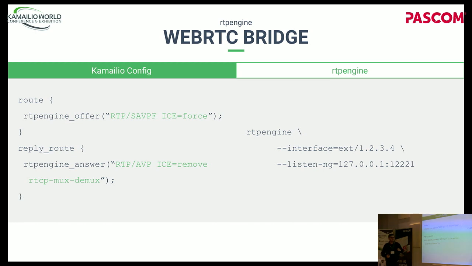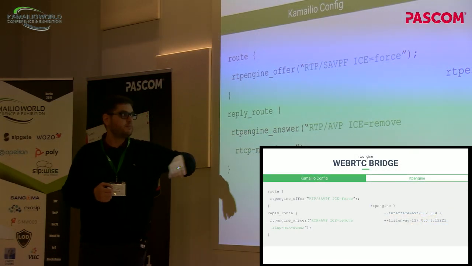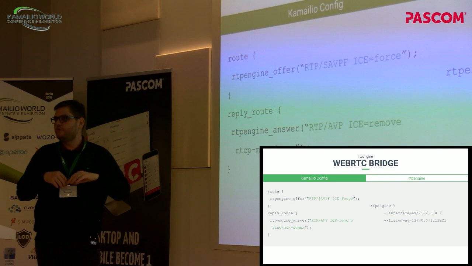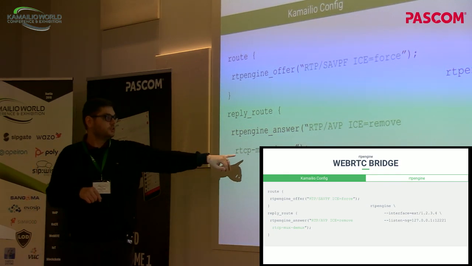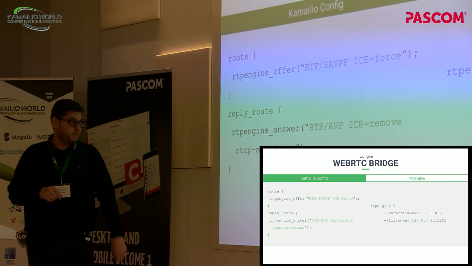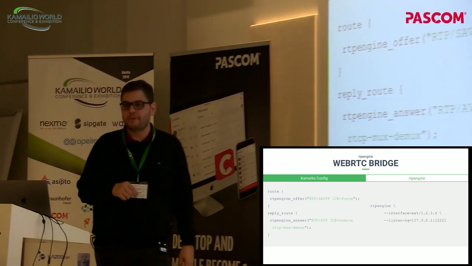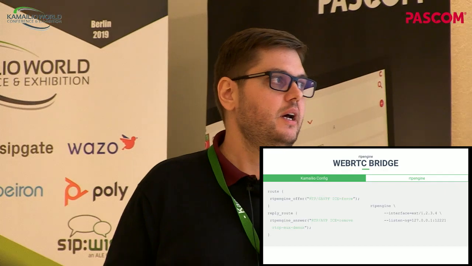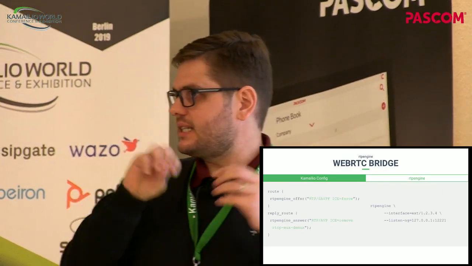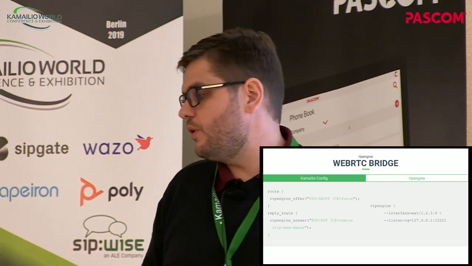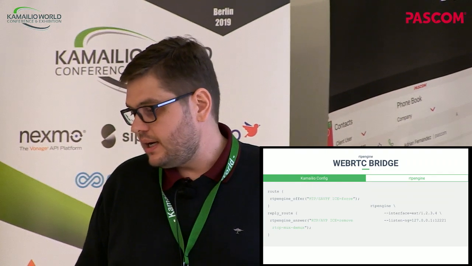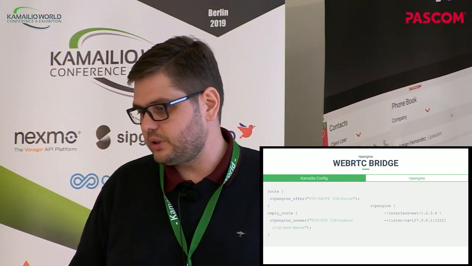And on the way back, you will get, like from a browser, via SIP over WebSocket, for instance, a huge SDP body, and RTPEngine will start cutting it down into an RTP AVP profile, and will remove everything ICE-related. Will also demultiplex the RTCP, and therefore, a normal SIP phone without any WebRTC support can actually communicate with that. And RTPEngine then sits in the middle, talking SRTP on one side, plain RTP on the other. You don't have to do anything with RTPEngine in particular here. It will just work out of the box.